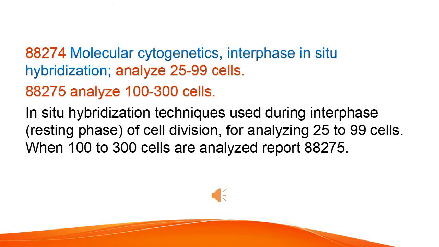Molecular cytogenetics, interphase in situ hybridization, analyze 25 to 99 cells. Analyze 100 to 300 cells. In situ hybridization techniques are used during interphase, the resting phase of cell division, for analyzing 25 to 99 cells. When 100 to 300 cells are analyzed, report 88275.